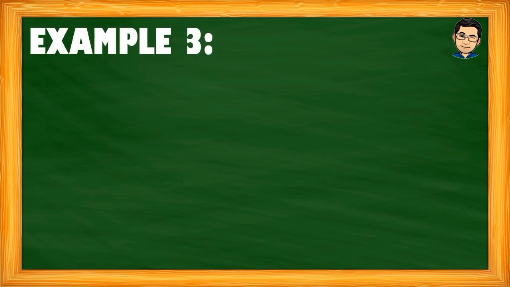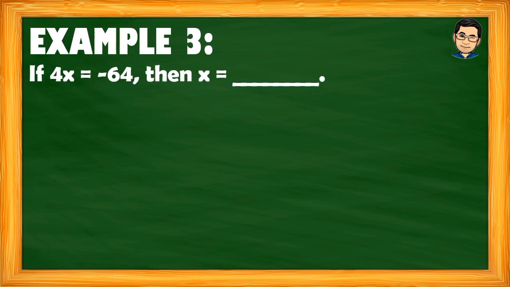So, let's have the next example. If 4x is equal to negative 64, then x is equal to blank. So, we need to find the value of x, of course. To do this, again, we rewrite the equation.